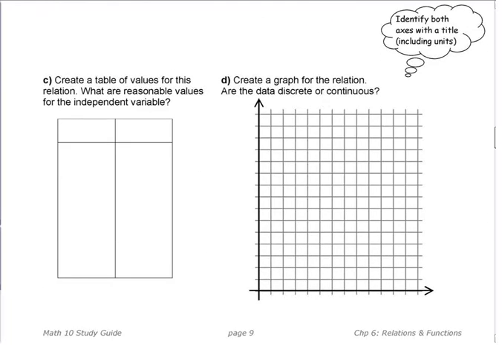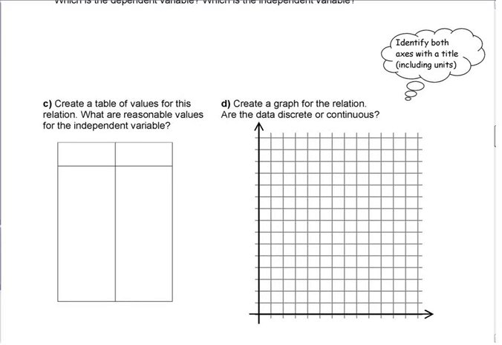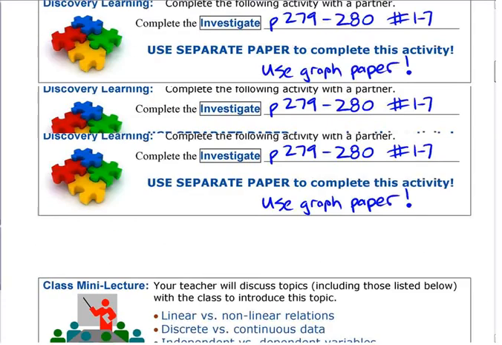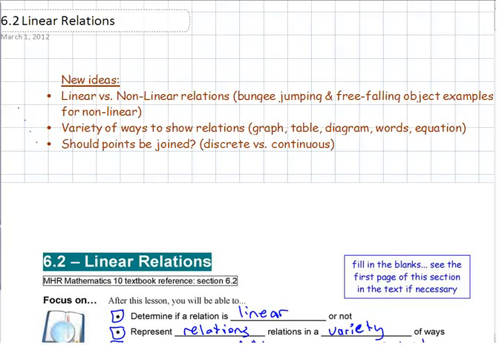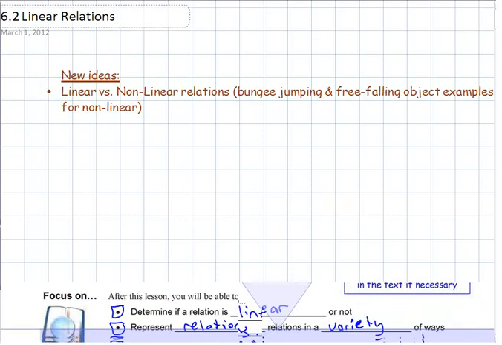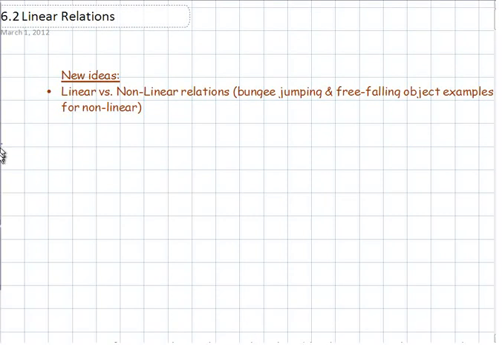You're going to represent the relationships in a variety of ways. We first of all are going to talk about things in general. Okay, so I'm going to just use some blank space up here. You can use your own blank paper if you want, or whatever. So first thing I want to talk about is linear versus nonlinear. Okay, linear relation versus nonlinear relation.